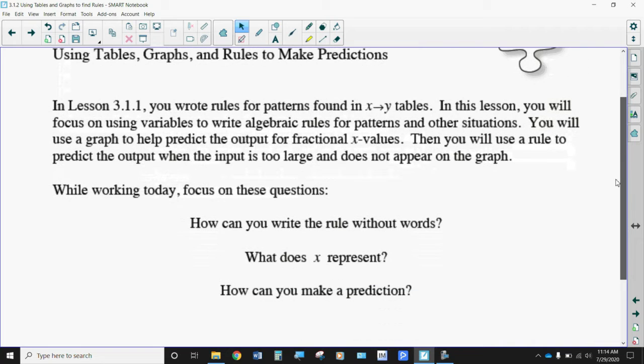How can you write the rule without words? What does the x represent? And for that matter, what does y represent? And then how can you make a prediction?